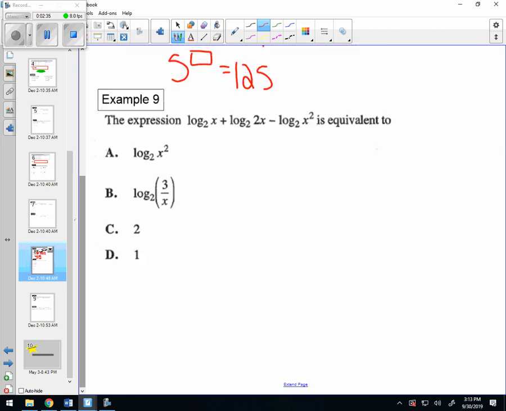This is a multiple choice question. The expression log 2x plus log 2x minus log 2x squared is equivalent to. So let's apply our laws of logarithms. The first thing I see is that I have a base of 2 and I'm adding the first one, which means I can actually multiply my arguments to simplify them.